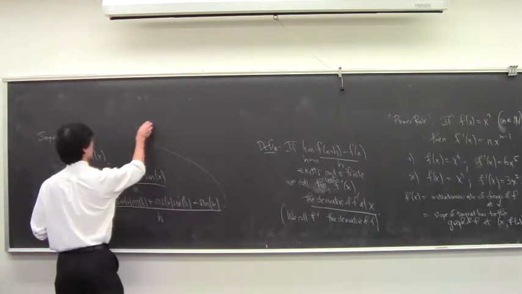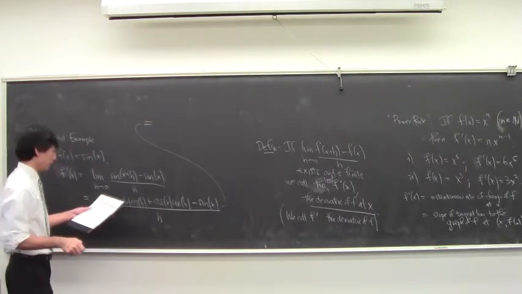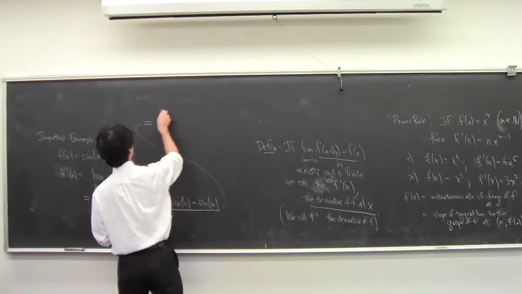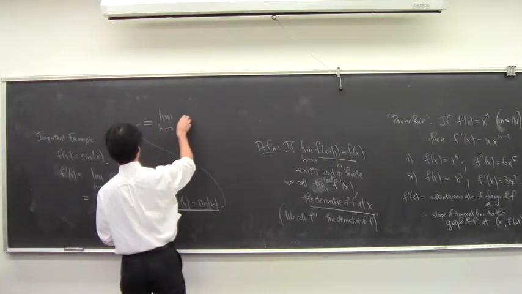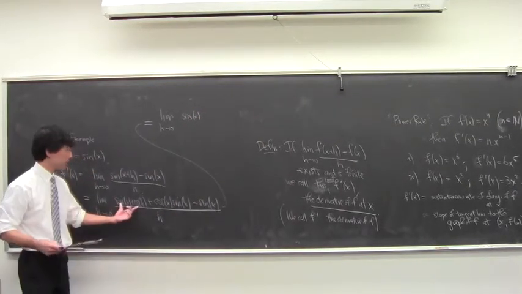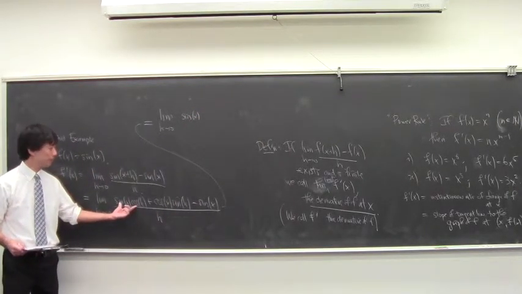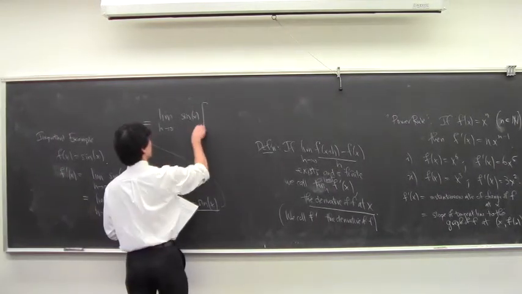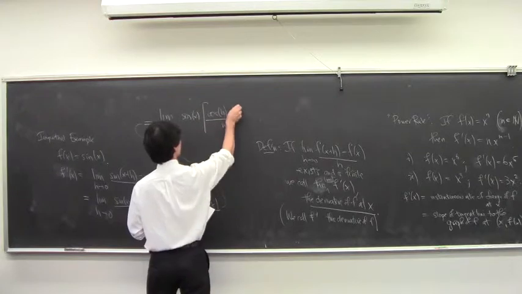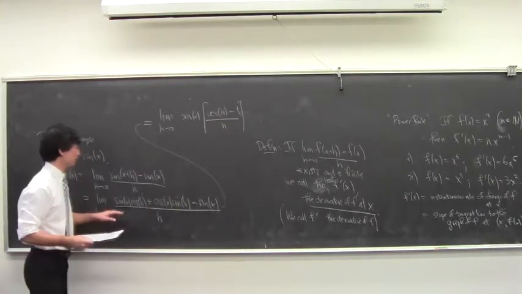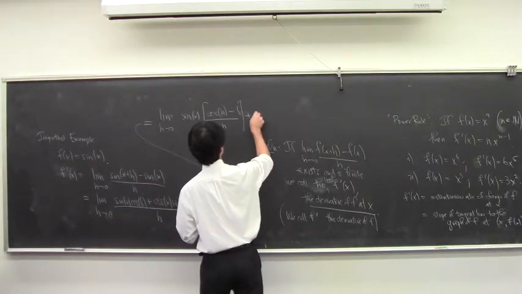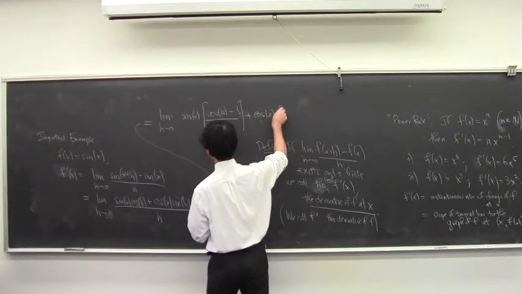From here, you can say, well, that equals the limit as h goes to 0 of sine x, so I'm going to take the terms that have sine x on them, times cosine h minus 1 over h. And then I have this other term, cosine x times sine h over h.